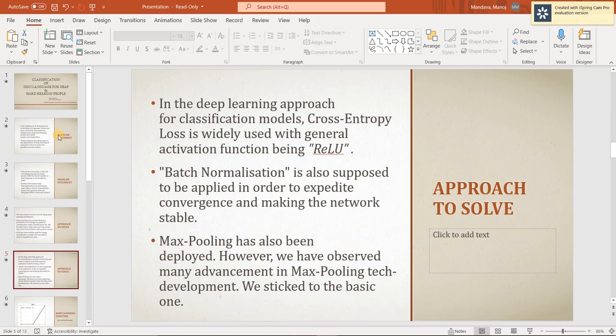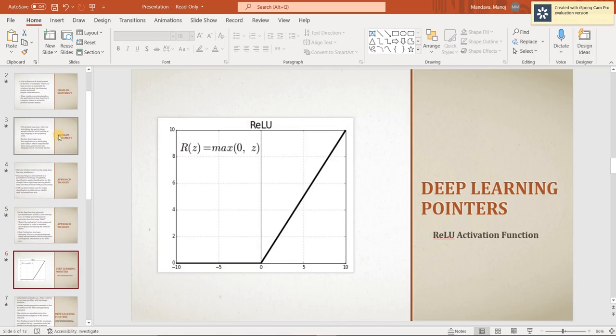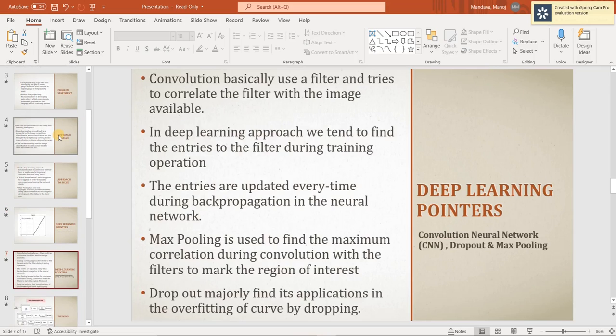In the deep learning approach for classification models, the cross entropy loss is widely used, with a general activation function like ReLU. Batch normalization is also applied in order to expedite convergence and make the network stable. Max pooling has also been deployed. We have observed many advancements in max pooling, but we stick to the basic one. Here we can see the deep learning pointers for the ReLU activation function, which is R of z equals max of 0 and z, and here is the graph for that.